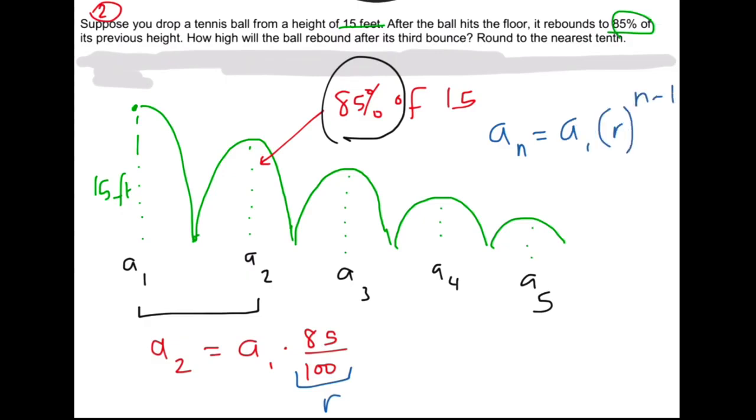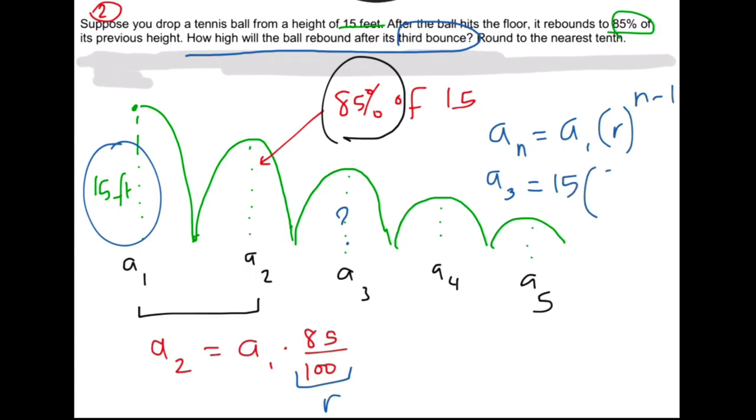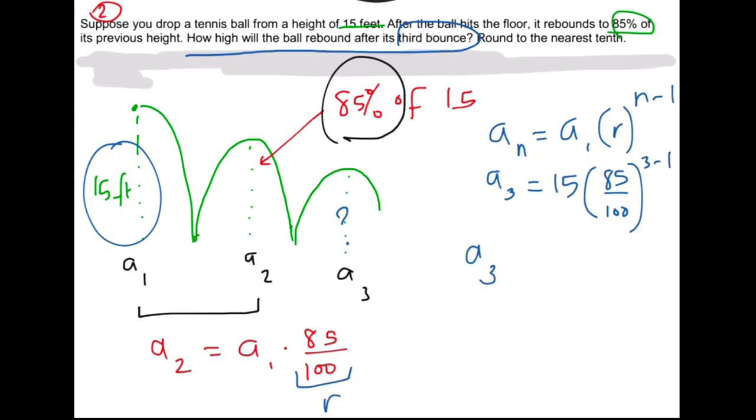So they're asking how high will the ball rebound on its third bounce. So we're talking about right here. So that would be A3 is equal to A1, that's the original height, 15, times the common ratio, 85 over 100, to the power of what? 3 minus 1. And the third bounce will be 10.8 feet. And that's your answer.